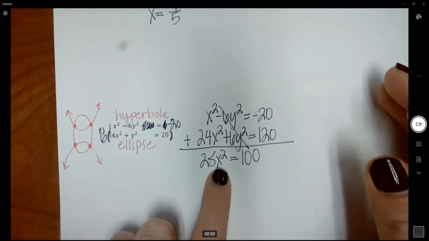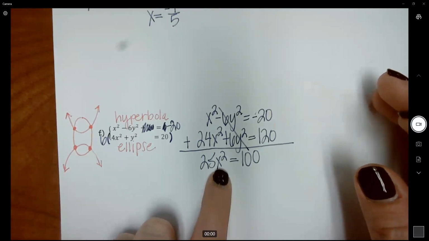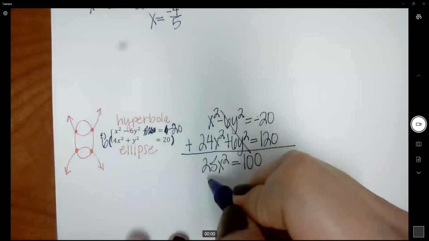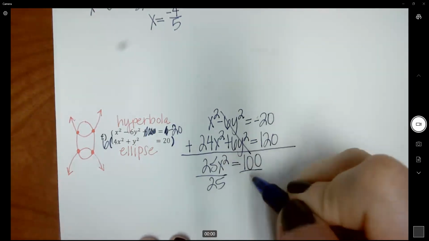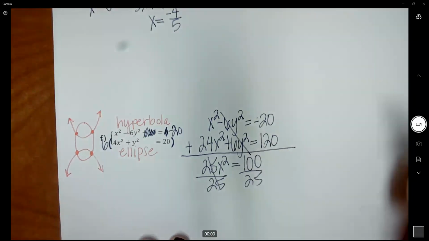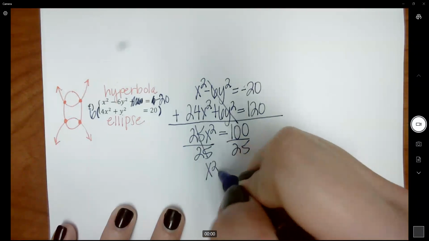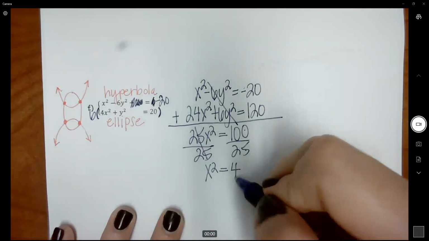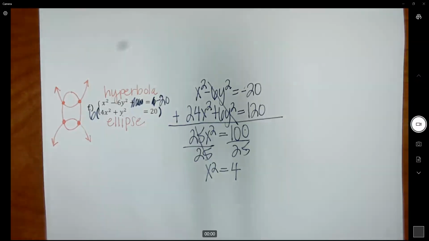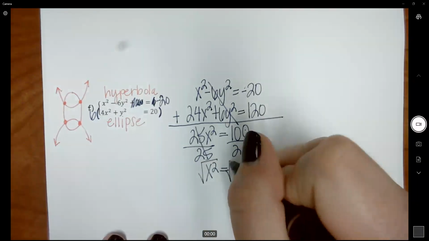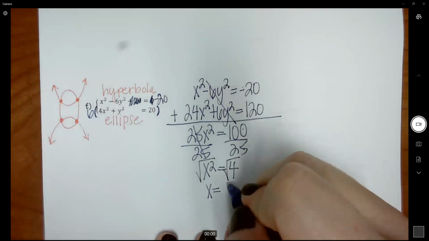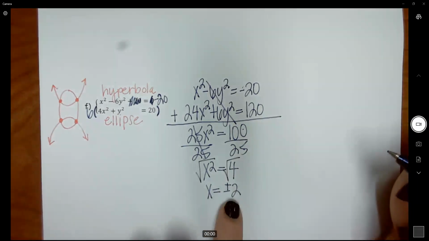So we do have a quadratic, but I have no b term, I have no x. So this one is set up for square root property. So let's get this x squared by itself by dividing over our 25. That gives me x squared equals 100 divided by 25 is 4. And then here, the opposite of squared is square root. So we'll take the square root of both sides to get x equals plus or minus 2. Don't forget the minus here.